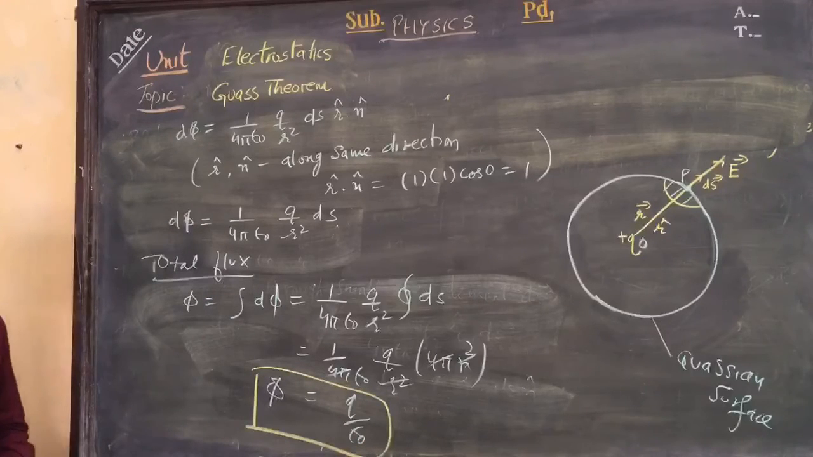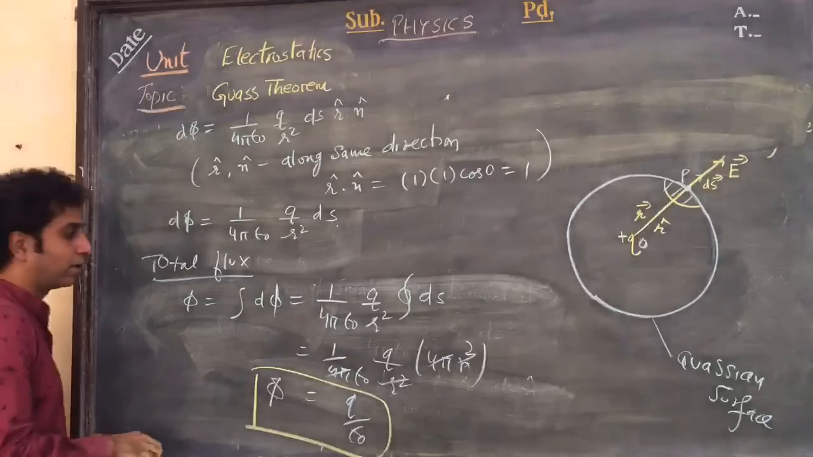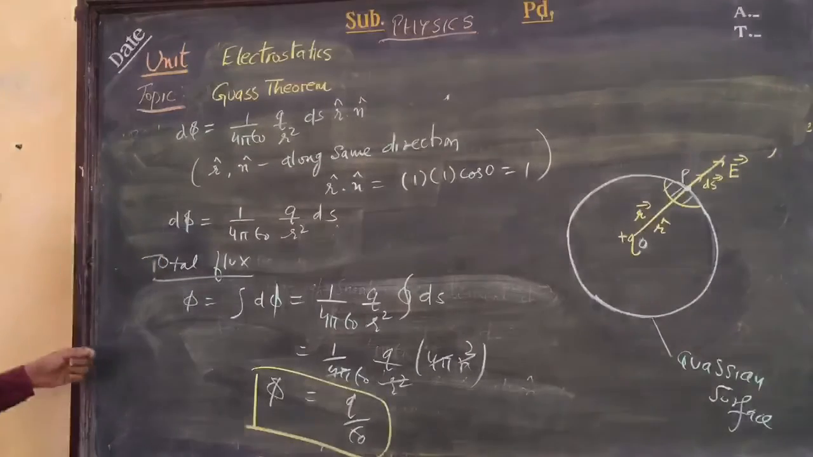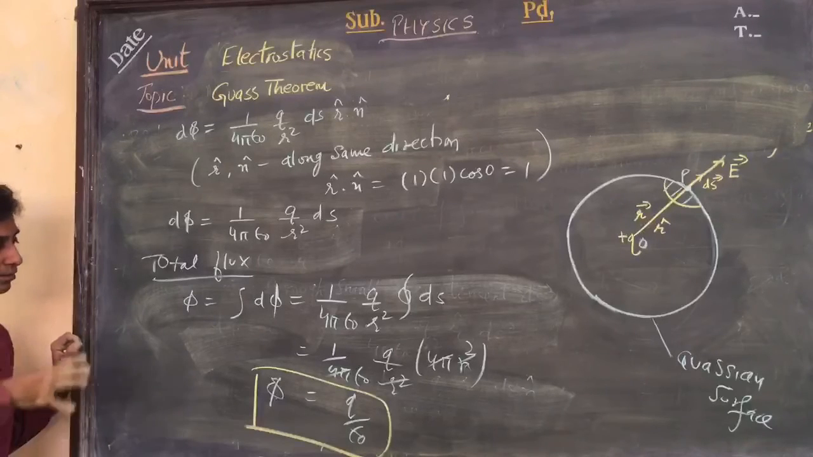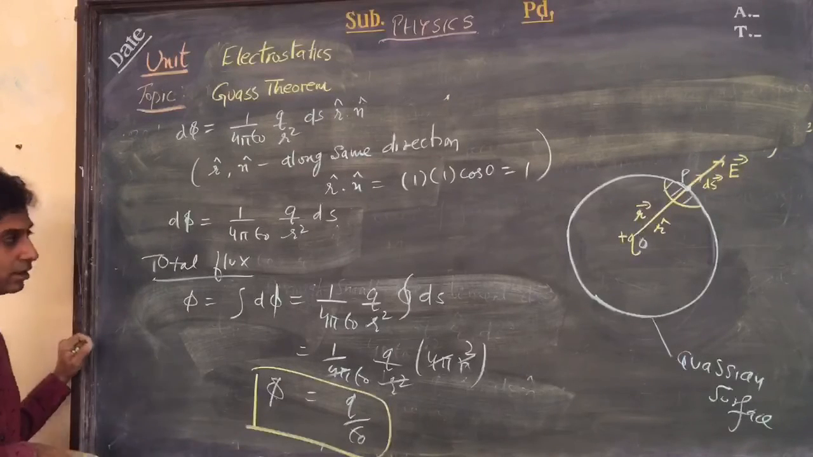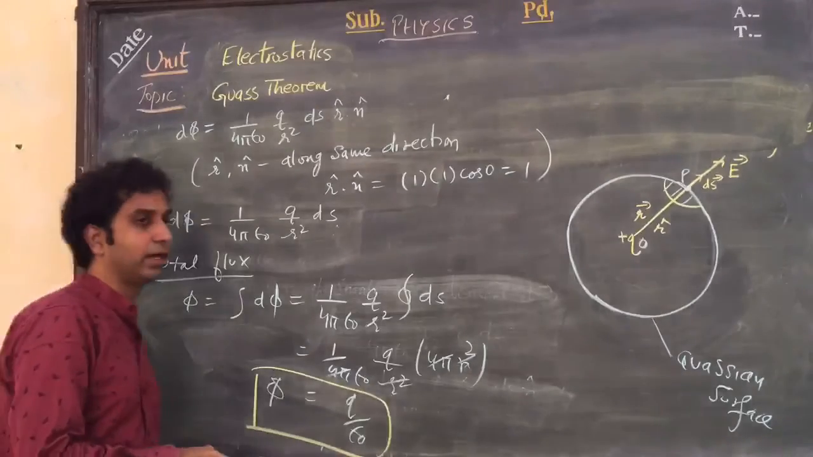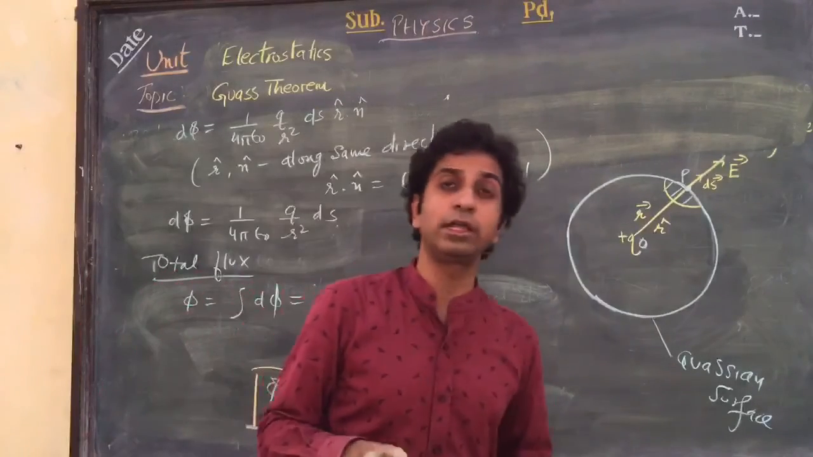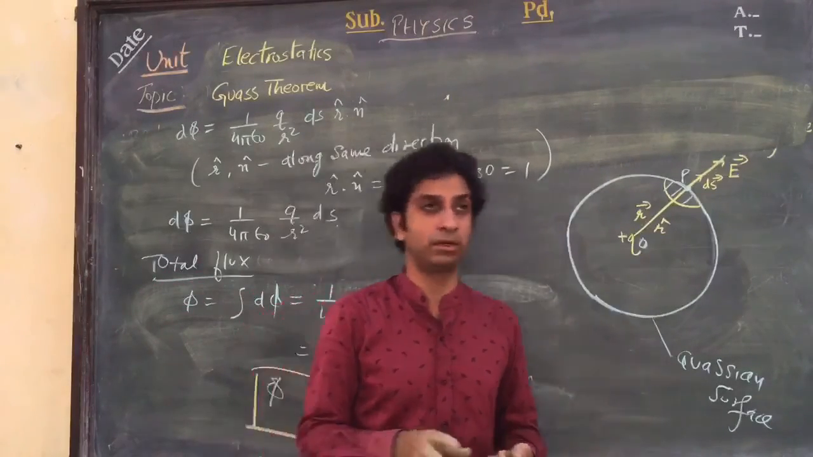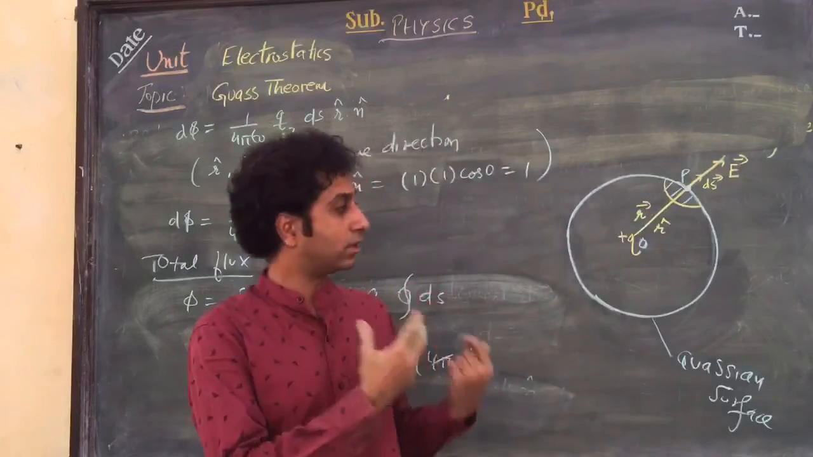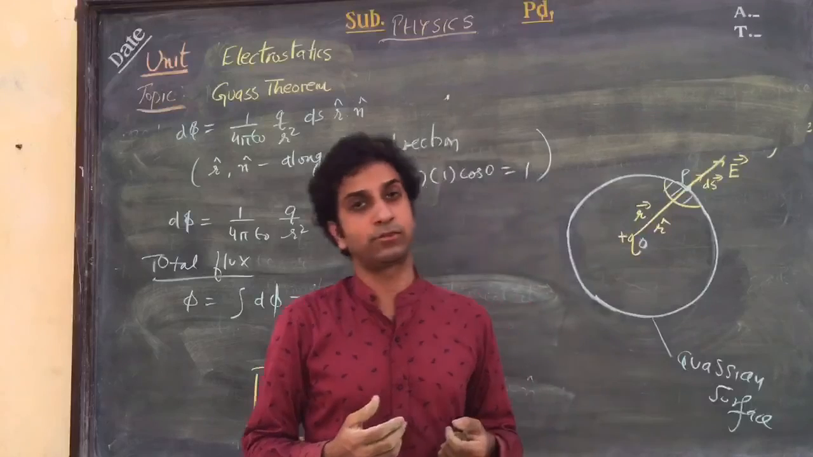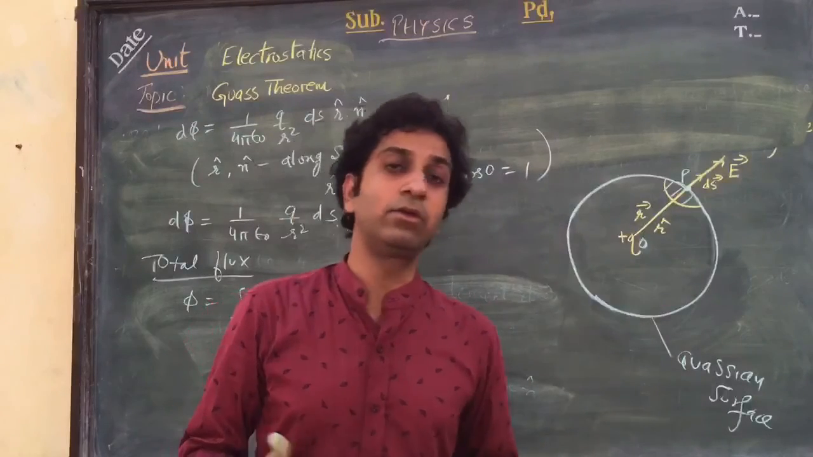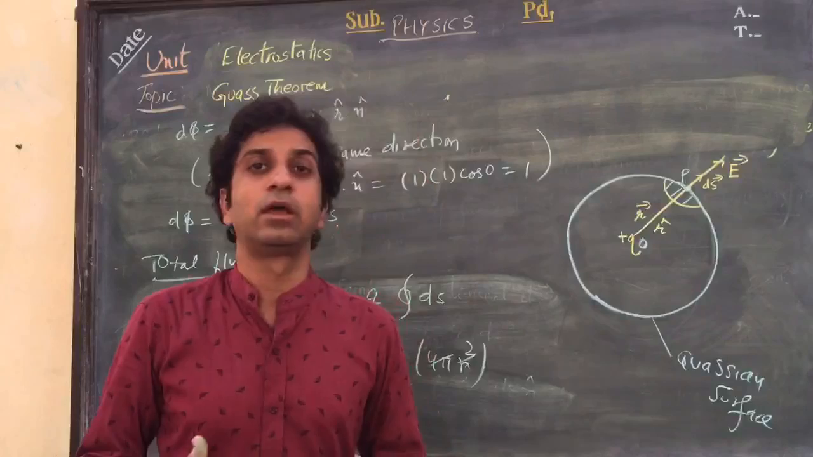It is phi equal to Q by epsilon naught, or equal to the integral of E dot dS. This is the concept of the Gauss theorem. So the basic relation is phi equal to the integral of E dot dS, equivalent to Q by epsilon naught. This concept is widely used in solving complex problems of the electric field. In the next lecture, I will do one or two applications of this Gauss theorem.